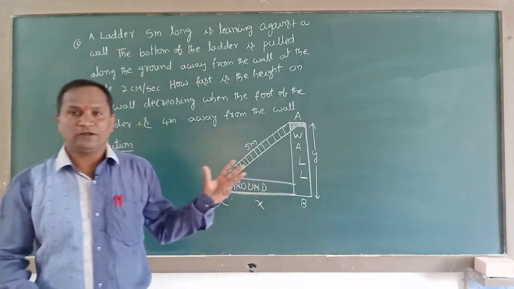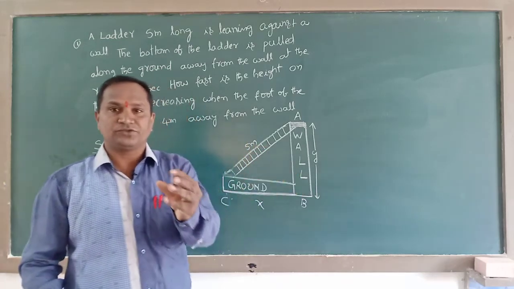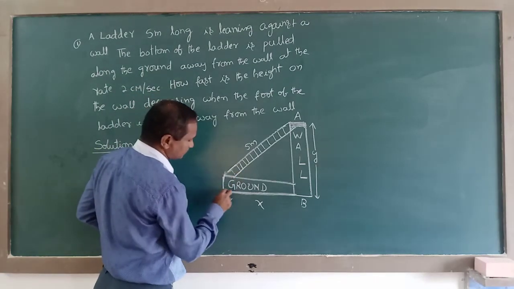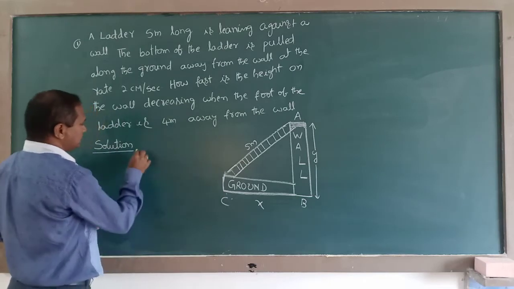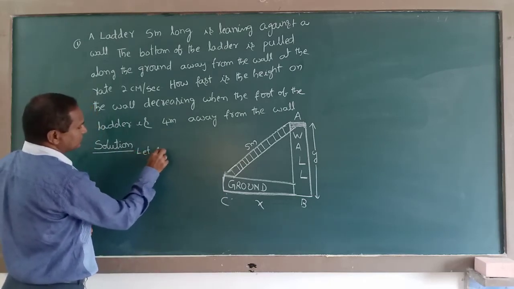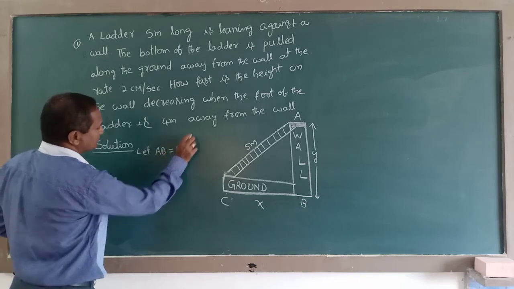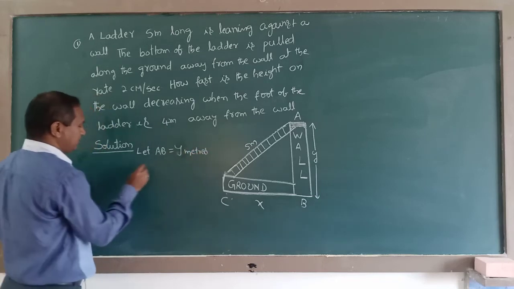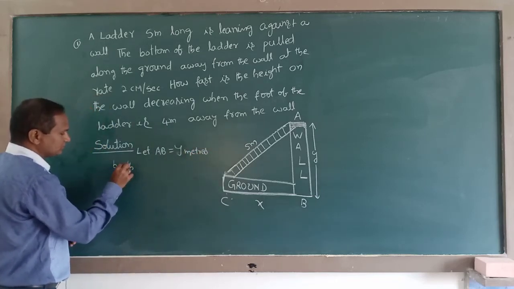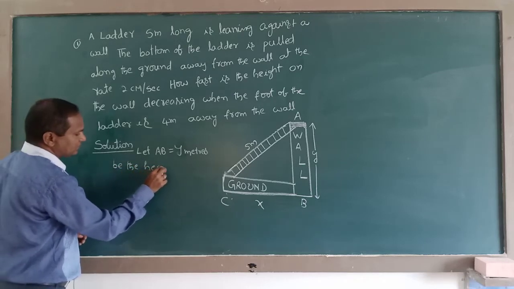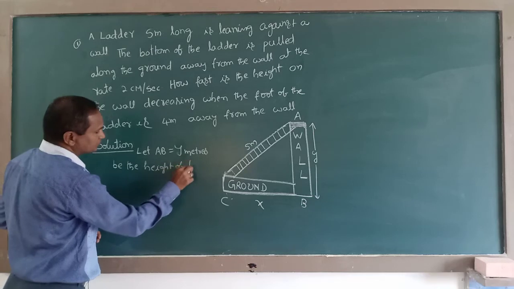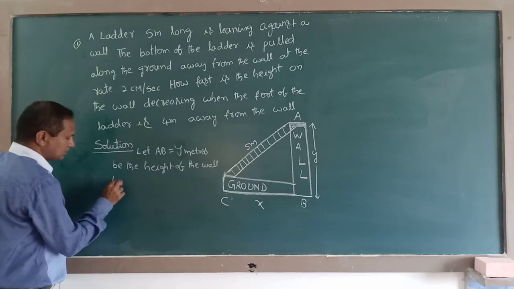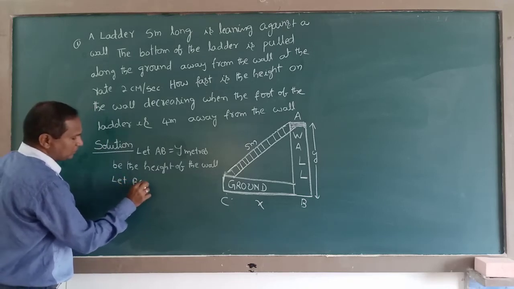And before that, whenever you draw a diagram, we should write some words here. See here, let AB be equal to y meters, y meters be the height of the wall, and BC is equal to x meters.